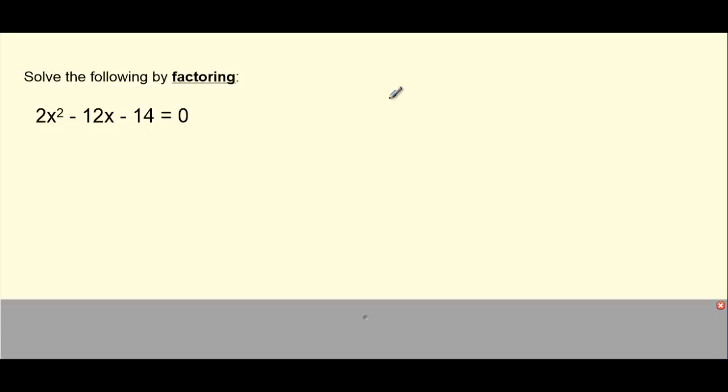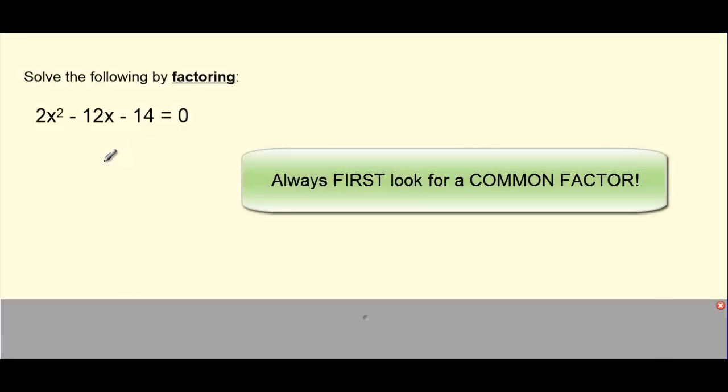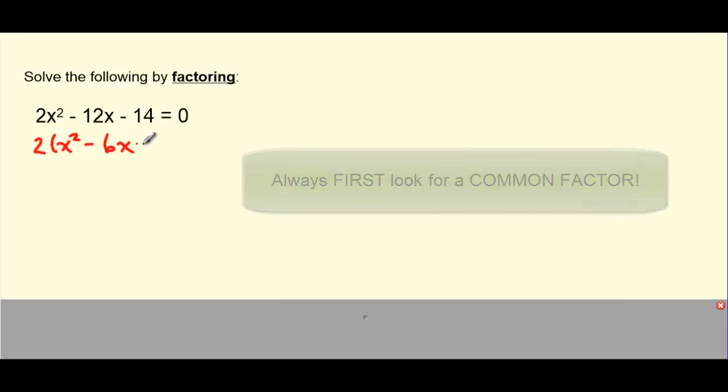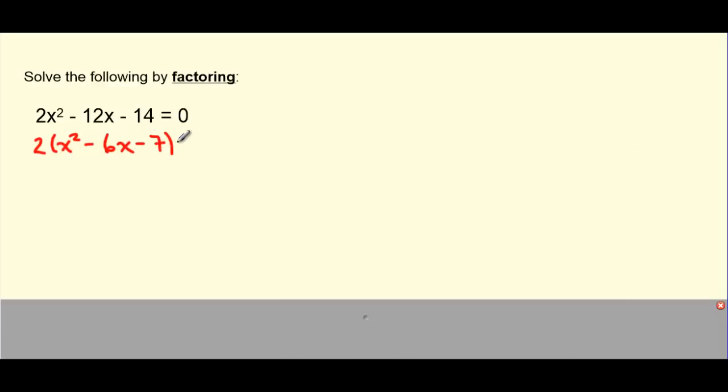First, let's start with 2x squared minus 12x minus 14. The first type of factoring we always want to look for is common factoring. Notice how all 3 of these terms can be divided by 2, so we want to factor out a 2 from here. What's left over is x squared minus 6x minus 7. The difference when we solve is now we have this equals 0 on the other side. So we're going to keep that there until the very end.